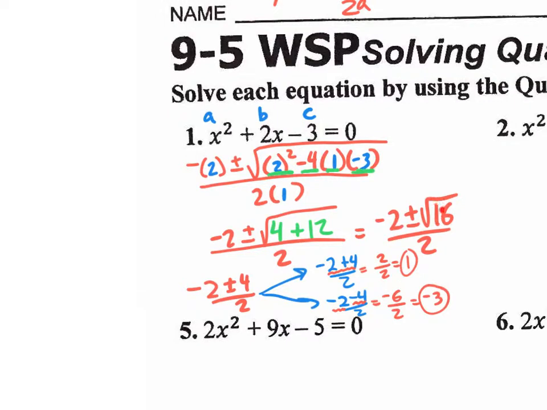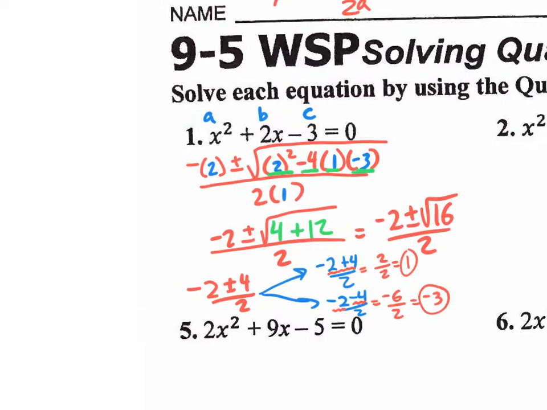Now, if your discriminant was 0, ladies and gentlemen, if this 16 was actually 0, the square root of 0 is 0, and it doesn't matter if you add 0 or subtract 0, you're going to get the same exact answer, which in this case would be negative 1, because negative 2 divided by 2 is negative 1. So if your discriminant is 0, that means that there's only one real answer. That means that your parabola would only touch the x-axis at one location if the discriminant is 0.